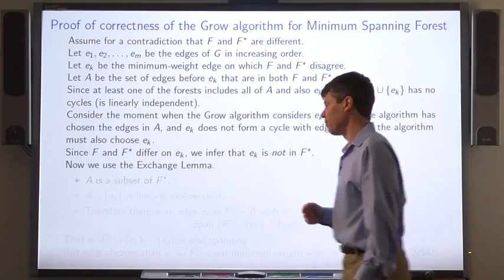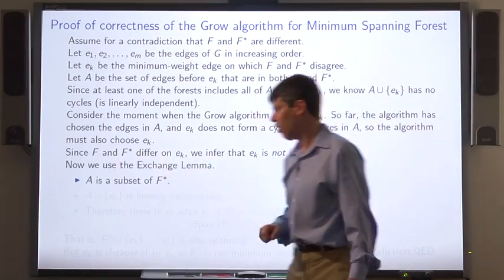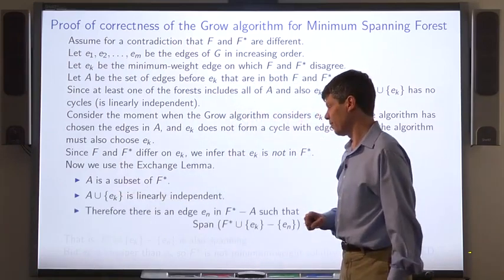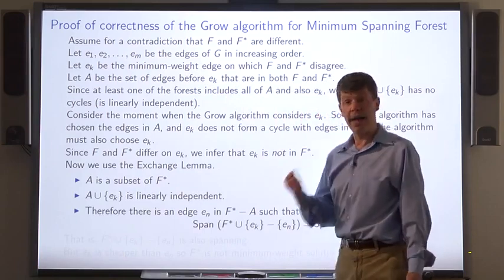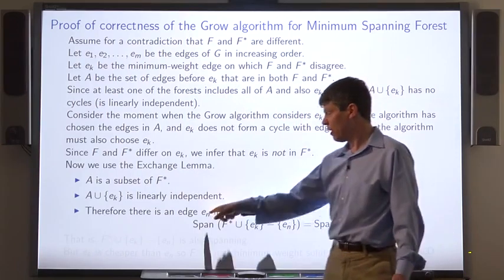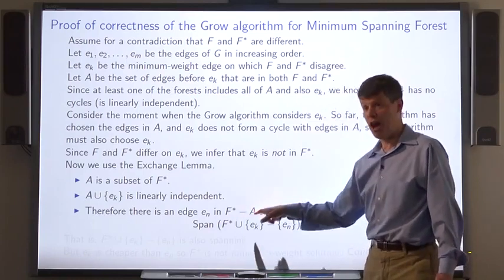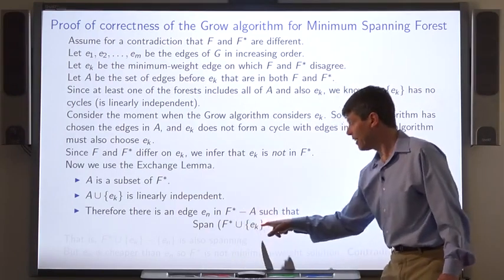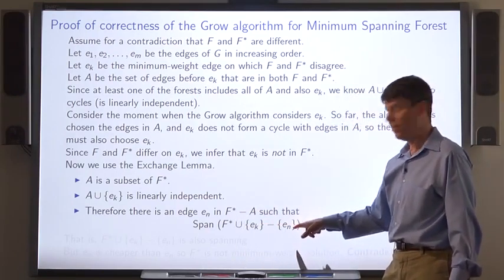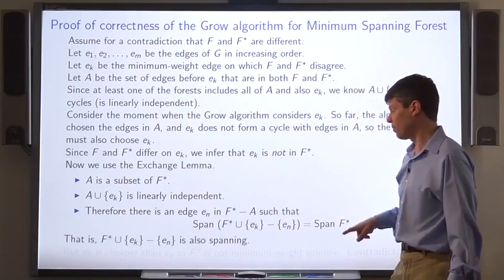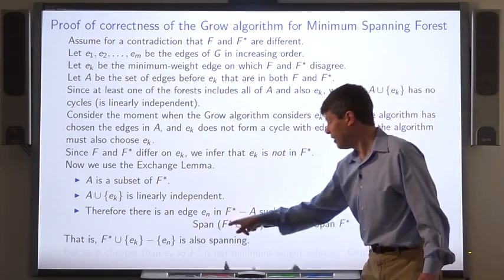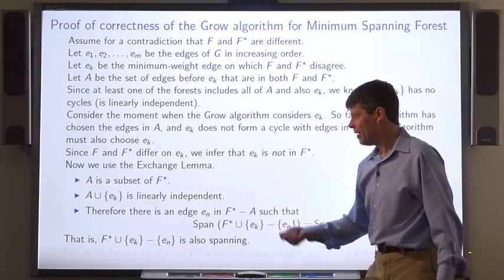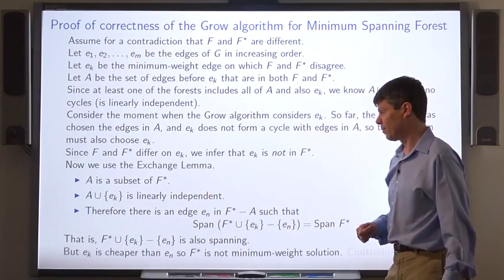Now we can use the exchange lemma. A is a subset of F star. A together with EK is a linearly independent set. Therefore, by the exchange lemma, there's an edge, call it En, in F star but not in A, the protected set, such that the span of F star together with EK but not including En is the same as the span of F star. That shows that this set, where we replace En with EK, is also a spanning set.